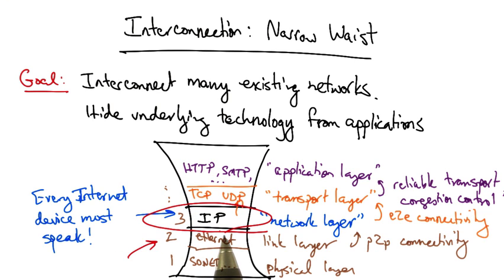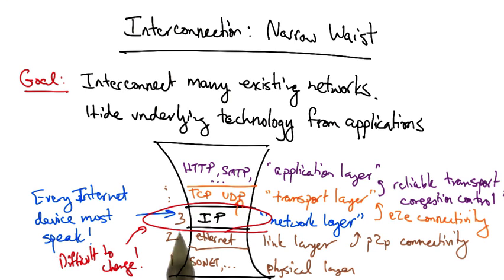Now, the advantage to the narrow waist, as I mentioned, is that it's fairly easy to get a device on the network if it runs IP. But the drawback is that because every device is running IP, it's very difficult to make any changes at this layer. However, people are trying to do so, and later in the course, when we discuss software-defined networking, we will explore how various changes are being made to both the IP layer and other layers that surround it.